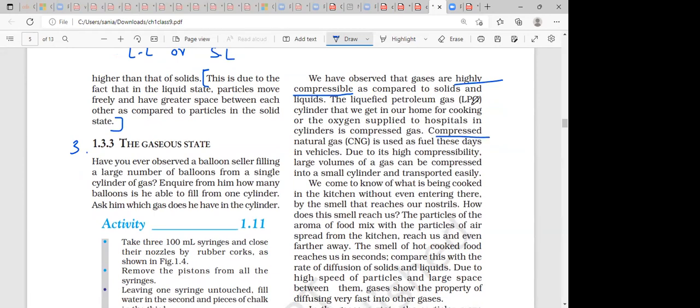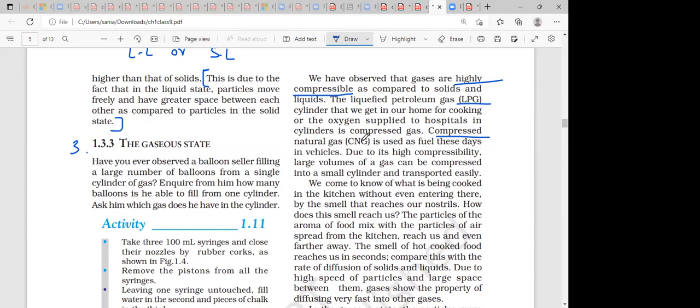Which is CNG and the LPG. I hope you people know the full form of CNG and LPG. If not, you can write it down. What is the full form of CNG and LPG? Sometimes they ask you in one word. LPG is liquefied petroleum gas and CNG is compressed natural gas, which is used as fuel these days in vehicles.